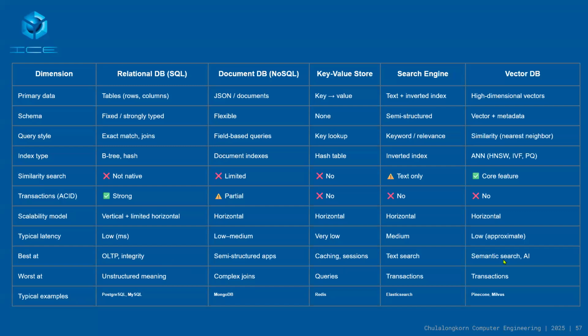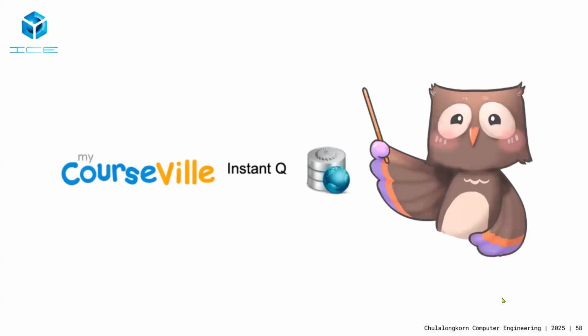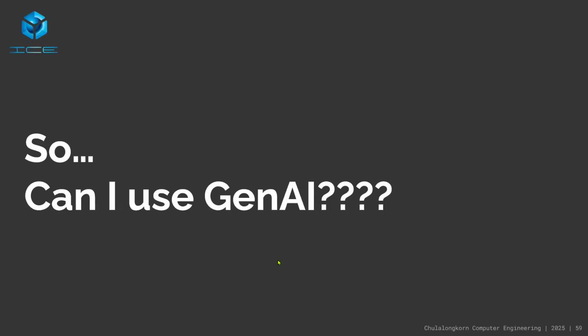And the rest would be different. Document would be for semi-structured apps. Key value would be used for caching and sessions. Search engine is very good at text search, and vector is good at semantic search and AI. And don't use it, or worse at unstructured, it's just the reverse of the line before. And the typical examples, you probably already saw from the last slide. And I'll skip this because it takes time.